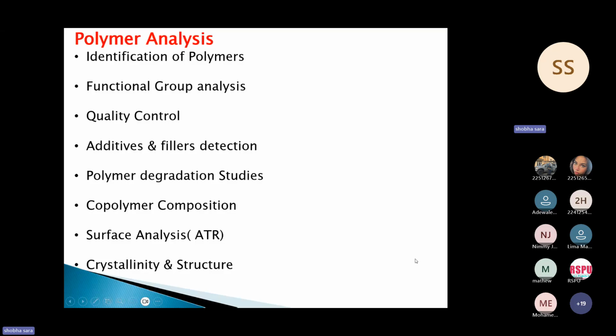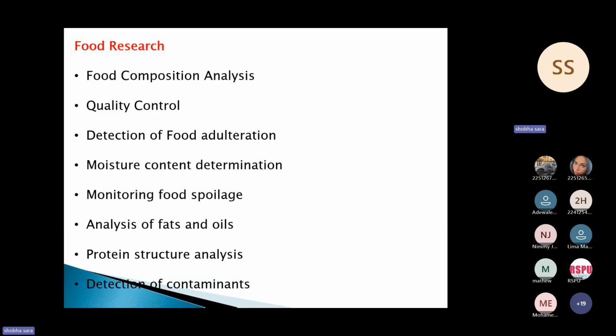Then food research, food composition analysis. We know food has carbohydrates, fats, proteins, and that we can also analyze. Then the quality of the food, detection of food adulteration. Sometimes they mix cheap oil with olive oil or mix sugar syrup with honey. Then moisture content determination, how much percentage is there. It can prevent spoilage. Then analysis of fats, the unsaturated, that we can find out. These are the applications in food research.